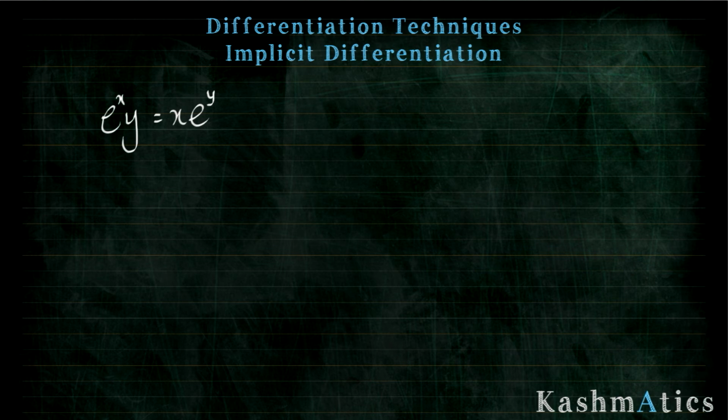Right, in this next example, we've actually got two products. We've got a product on the left and a product on the right, so we've got two of those to deal with. Let's deal with the one on the left first.